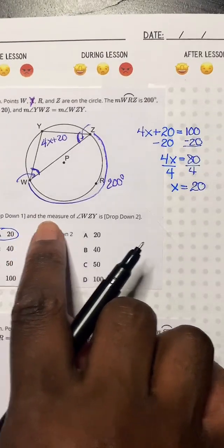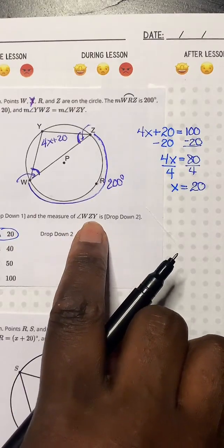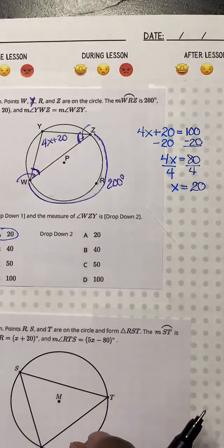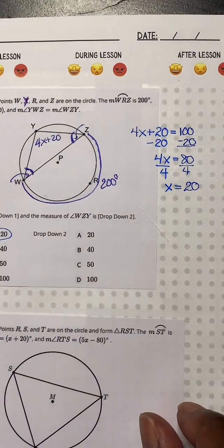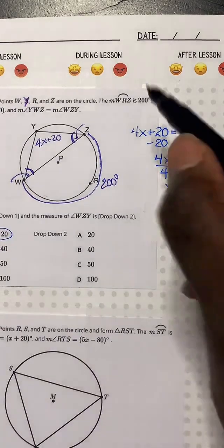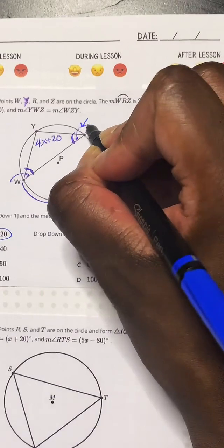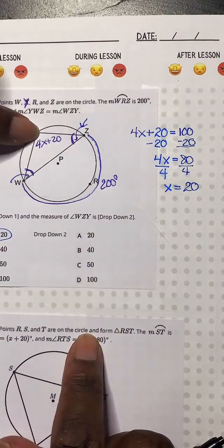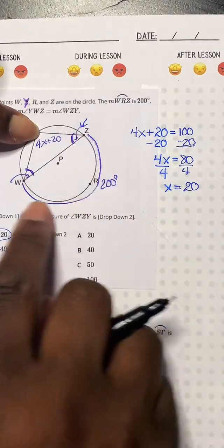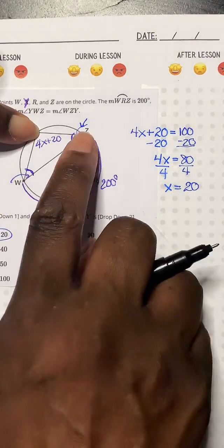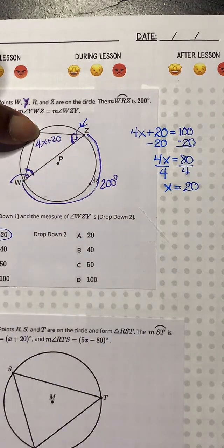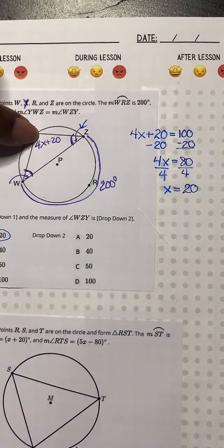But then it asks for the measure of WZY. So WZY is going to equal what? It's asking about this angle, not this one. That one is going to be 100, right? Remember, it was half the arc measure. And these two are exactly the same. Okay, so this is 100.